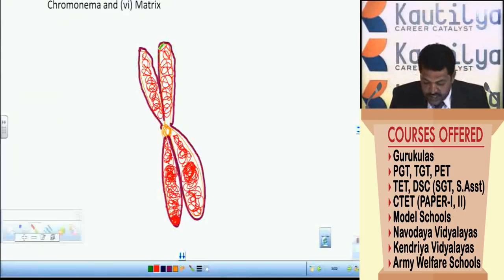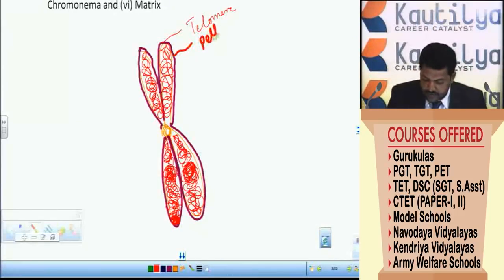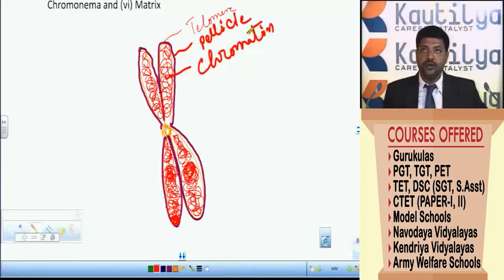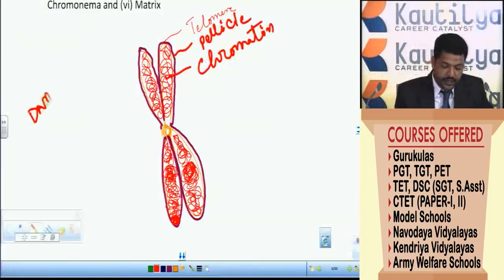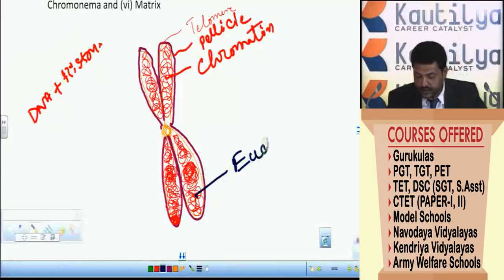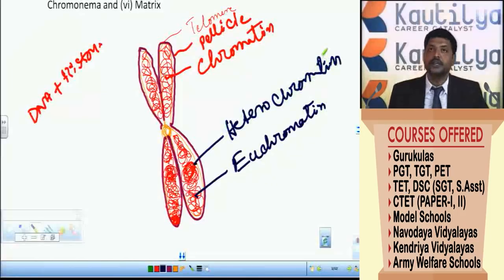This tip of the chromosome is known as telomere. The peripheral outer layer is called pellicle, inside which we find the chromatin material. Chromatin is made up of, as I told you, DNA plus histones. At certain places it is loosely packed; this region is called euchromatin. In certain regions it is tightly packed; this is called heterochromatin.